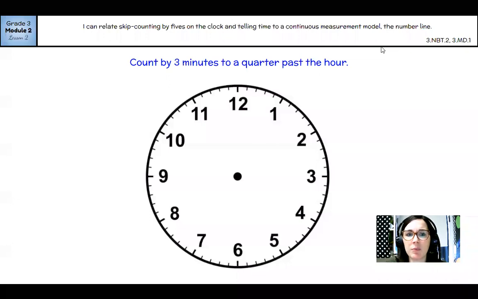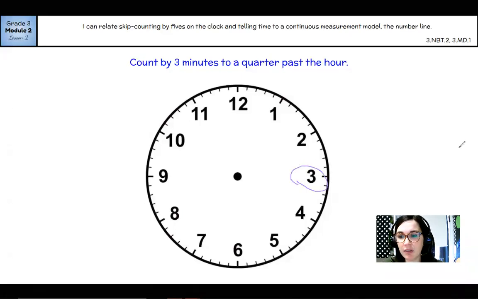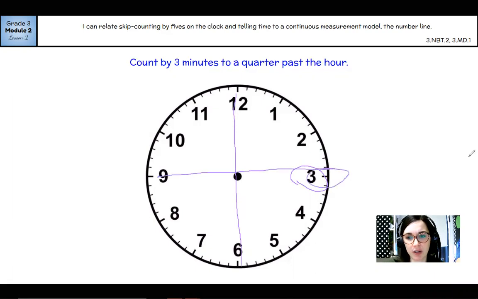Okay, for this one, we have to count by 3 minutes to a quarter past the hour. So a quarter past the hour is this, oh, let me get my pencil here. Okay, a quarter past the hour is at the 15 mark, okay? Even though a quarter, like in money, is 25, a quarter actually means a fourth of something. So if we split this clock into 4 equal parts, a quarter is right here at the 3. So that's why we call this a quarter past the hour.